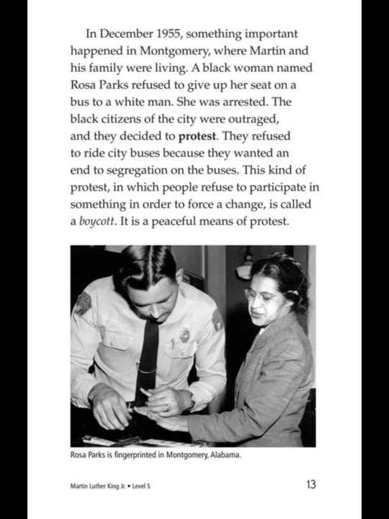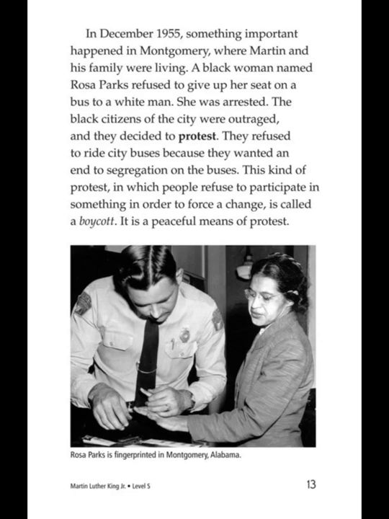In December 1955, something important happened in Montgomery, where Martin and his family were living. A black woman named Rosa Parks refused to give up her seat on a bus to a white man. She was arrested. The black citizens of the city were outraged. What is outrage? Angry. And they decided to protest.